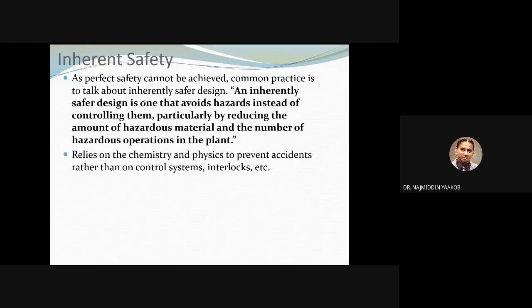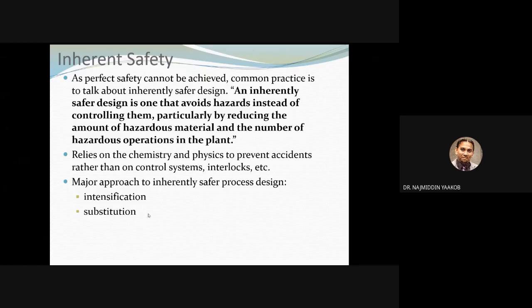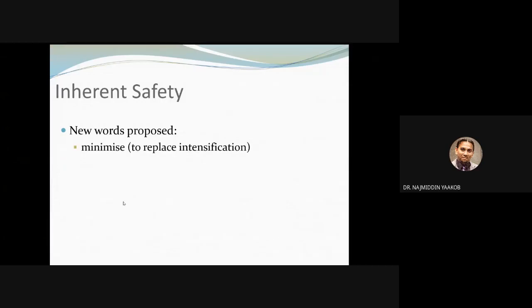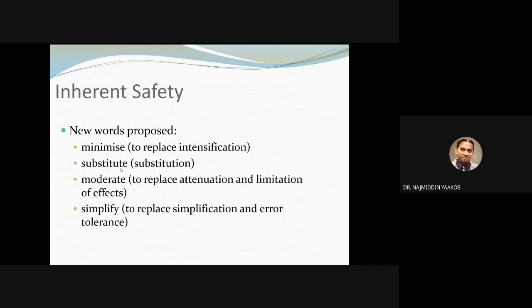Inherent safety is one of the safety measures or management approaches that we use in a plant, where you inherit the method or the process of safety from the previous operators or previous workers. Major approaches to inherent safety design are intensification, substitution, attenuation, limitation of effects, or simplification. Or, in new words for this, inherent safety is to minimize, to substitute, to moderate, to simplify.